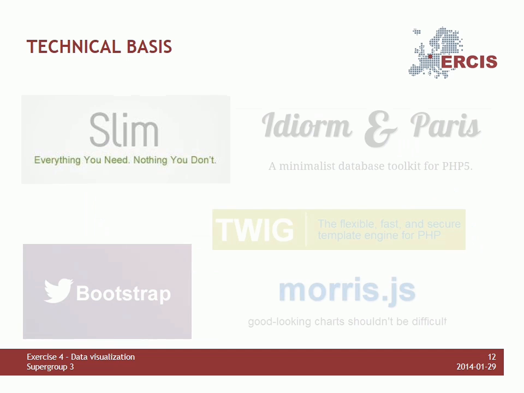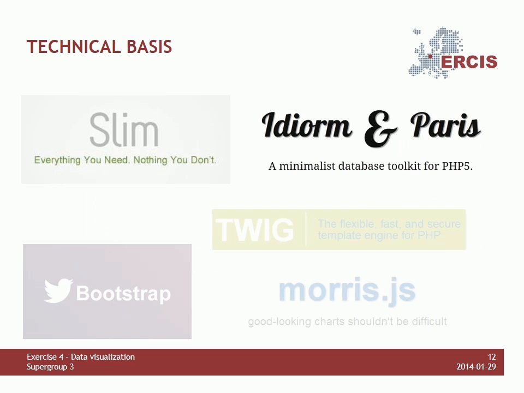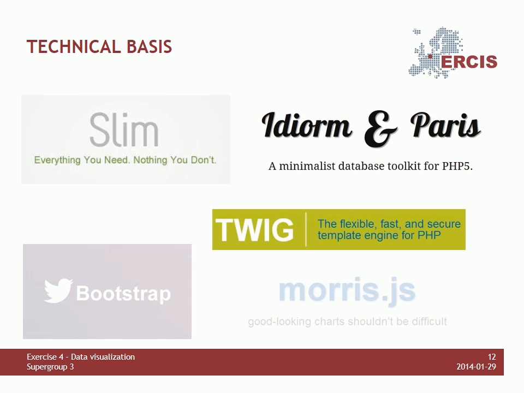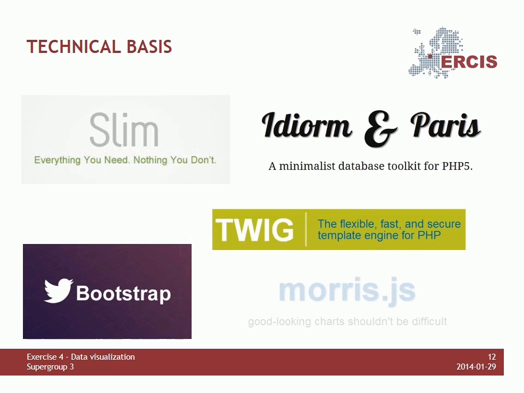As a technical basis, the Slim framework provides the basic structure of the application. We also use the Idiorm and Paris Object Relational Mapper framework that converts records from the database to PHP objects and vice versa. Views are created using the templating engine Twig and Twitter Bootstrap for design purposes. Charts are visualized using the Morris.js library.